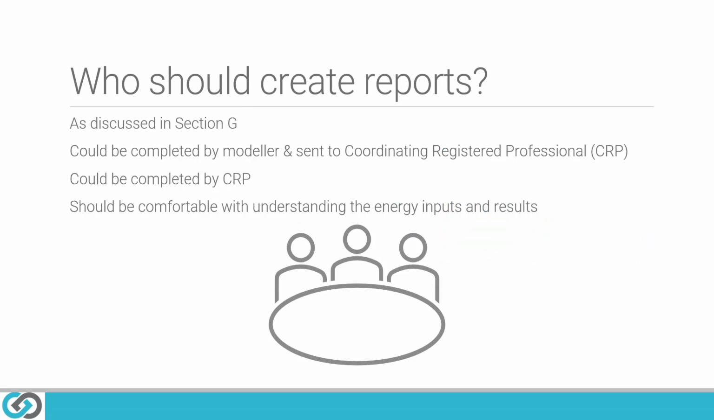We've also already touched on who should be creating the reports when we went over Section G of the report. So we mentioned how it could be completed by the modeler and sent to the coordinating registered professional, or it could be completed by the CRP themselves if they're the ones actually pulling the information from the energy modeling report and entering it into the Part 3 design report. However, it should be someone who's comfortable with understanding the energy inputs and results, someone who has access to that information, and someone who could answer questions if the jurisdiction reaches out as a follow-up to the report submission.